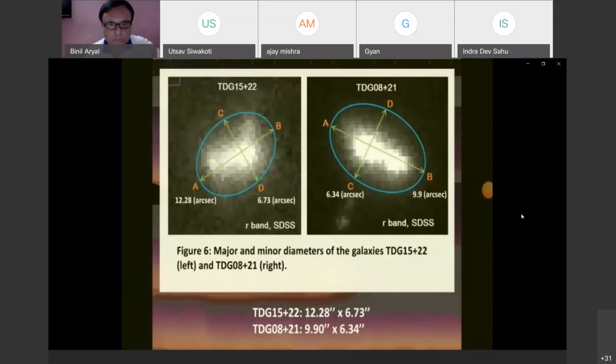This figure shows the measurement of major and minor diameters of the structure. For this, we used the software SalsaJ. AB represents the major diameter, and CD represents the minor diameter. The major and minor diameters of the first structure are found to be 12.28 arcsecond and 6.73 arcsecond, respectively. And for the second structure, we found the major and minor diameters as 9.9 arcsecond and 6.34 arcsecond, respectively. For this measurement, we used the R band of SDSS.